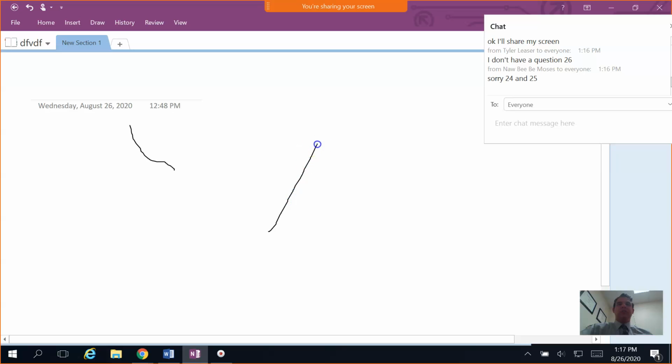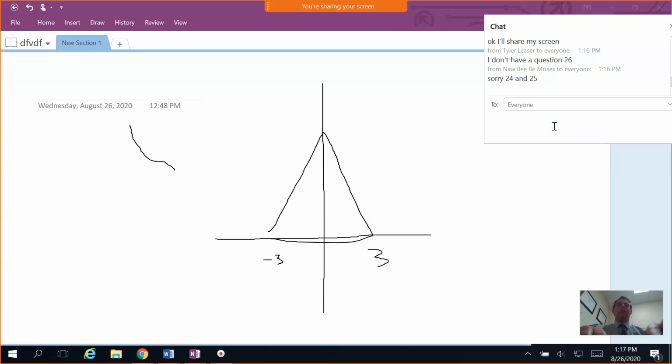So here's our triangle, with the axis going down the triangle, and the origin is at the bottom of the triangle. So this was at 3, this was at -3. Just keep in mind that on your homeworks, your numbers may be different.